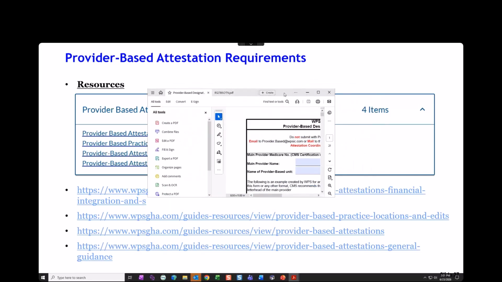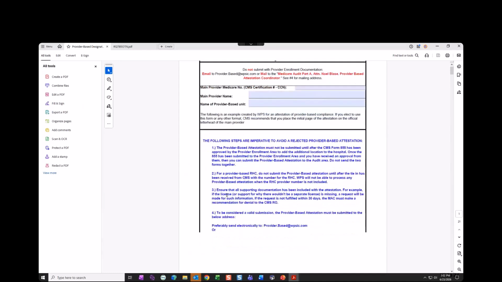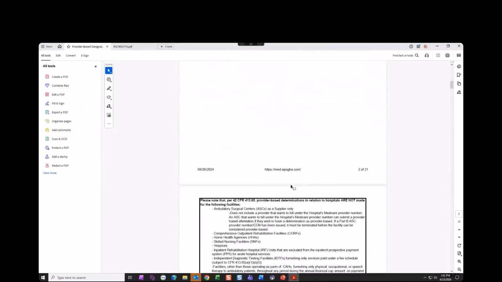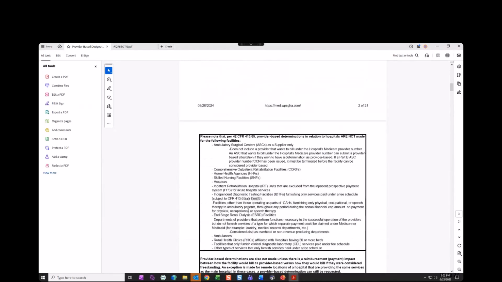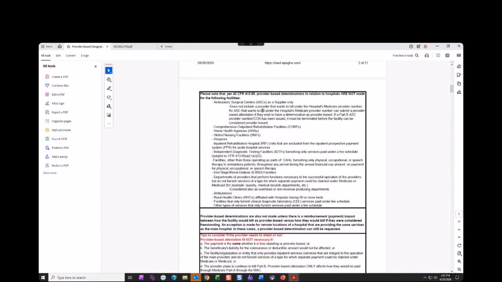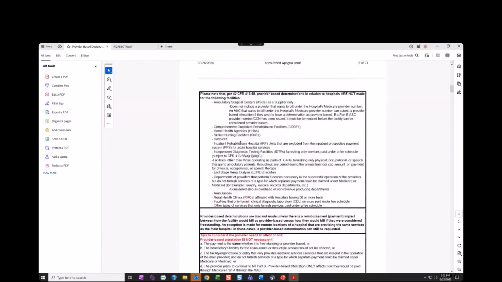Different MACs might have a slightly different version, just basically the contact information, their letterhead, all of that. They might have some different initial steps, but the actual steps have been developed by CMS. They've been, I guess, streamlined by CMS for what needs to be submitted. And when you get down here, all of these are just notes.